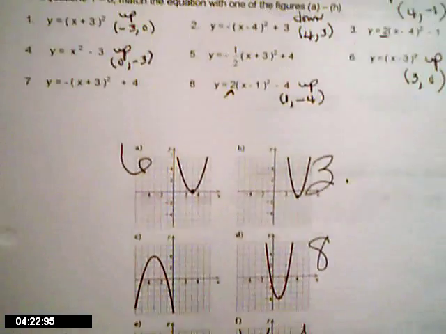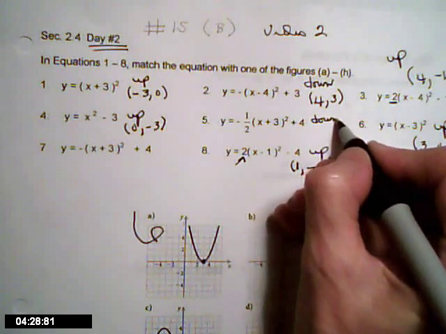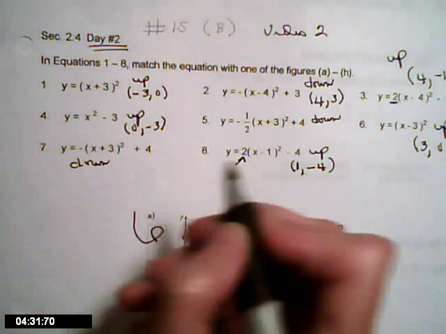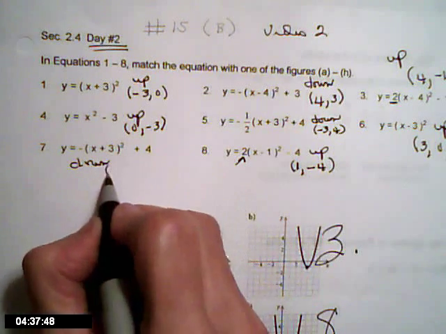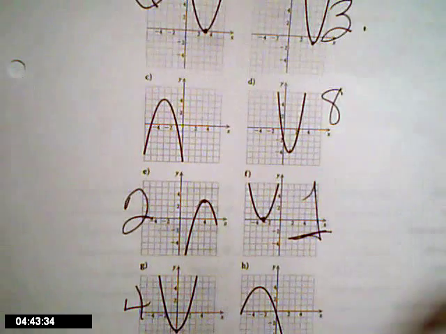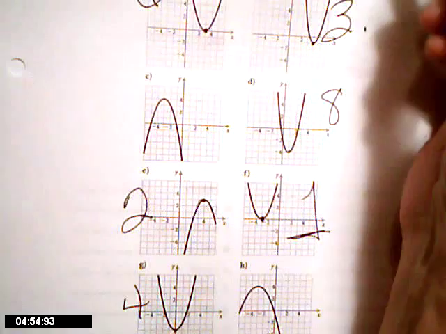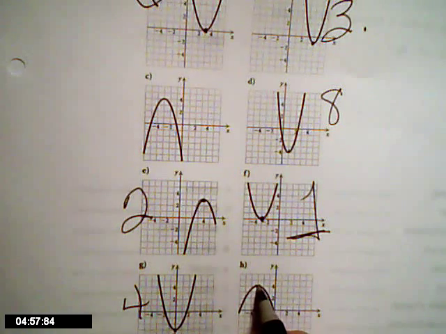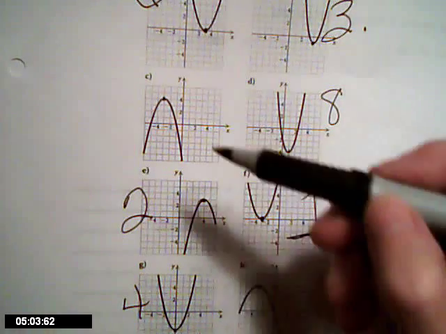Now I want to look back at 5 and 7, and you'll see why I skipped those and came back. Number 5 opens down. Number 7 opens down. The vertex in 5 is negative 3, 4. The vertex in 7 is negative 3, 4. Now, we have 2 left. C and H are both downward parabolas. They both have a vertex of, let's see, number 5 and 7, negative 3, 4 here and here. The difference is H is a little bit wider parabola than C.